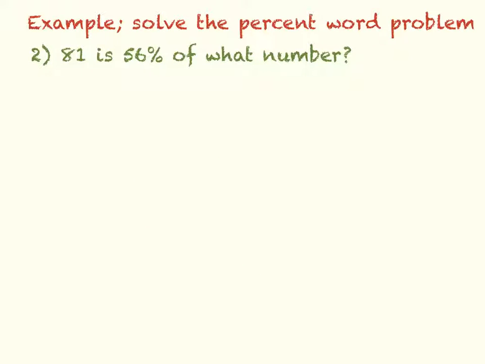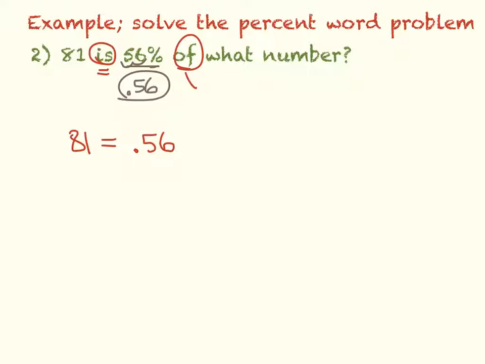Problem number 2. 81 is 56% of what number? So the first thing I'm going to do is change my percentage to a decimal. I'm going to move it 2 spots to the left, so I have 0.56. And now I'm going to write my problem. So I have 81 is 56%, 0.56, of, so times, what number? N. We don't know what number.